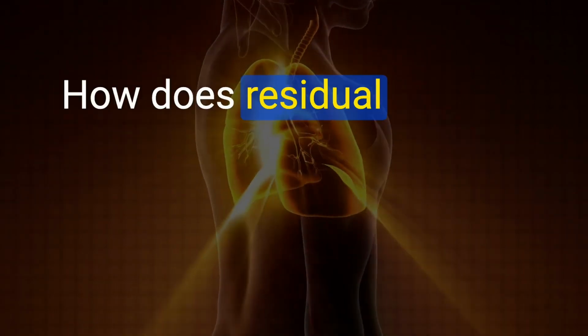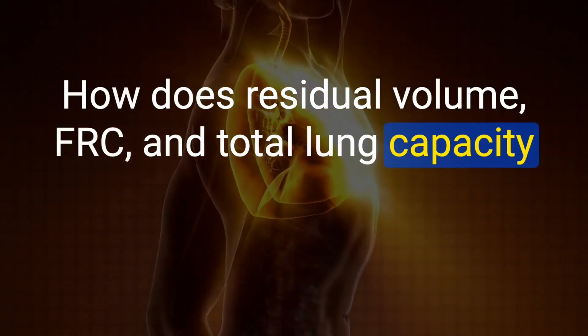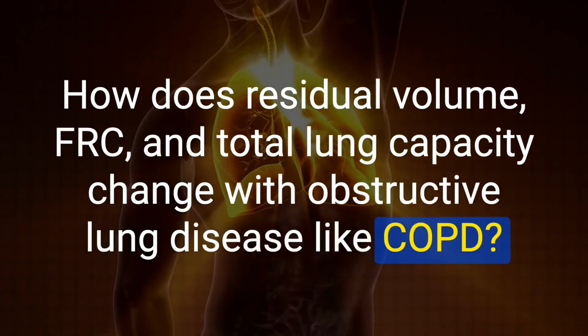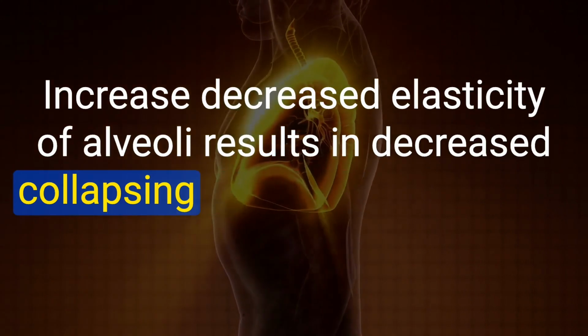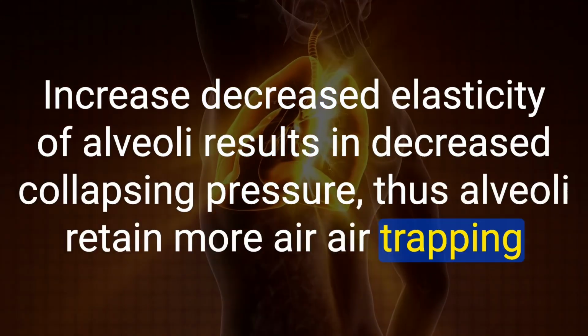33. How do residual volume, FRC, and total lung capacity change with obstructive lung disease like COPD? Decreased elasticity of alveoli results in decreased collapsing pressure, thus alveoli retain more air trapping.